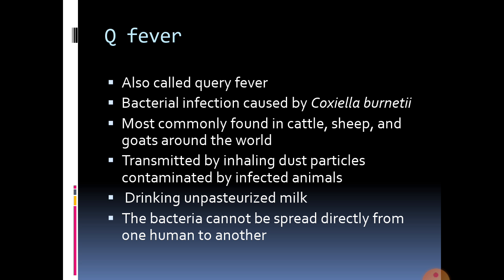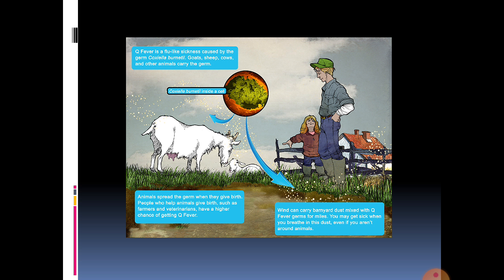Q fever is also called quarry fever. It is a bacterial infection caused by Coxiella burnetii. It is most commonly found in cattle, sheep and goats around the world. Q fever is transmitted by inhaling dust particles contaminated by infected animals. It can occur by drinking unpasteurized milk also. The bacteria cannot be spread directly from one human to another.